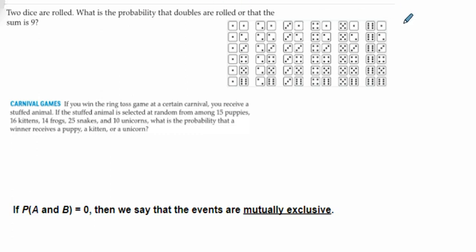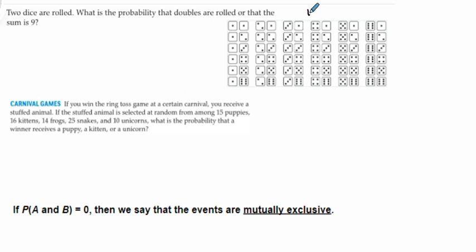Okay, so now we are going to look at something called a mutually exclusive event. And I know it says it on the bottom, so spoiler alert, but you're going to see in a hurry what I'm talking about. So let's just look at these examples.